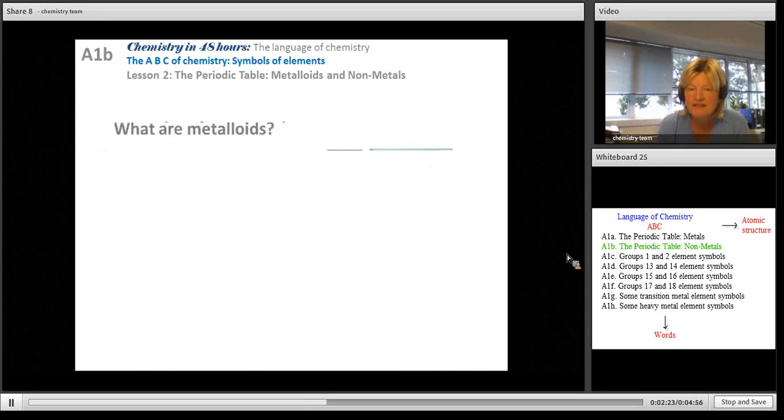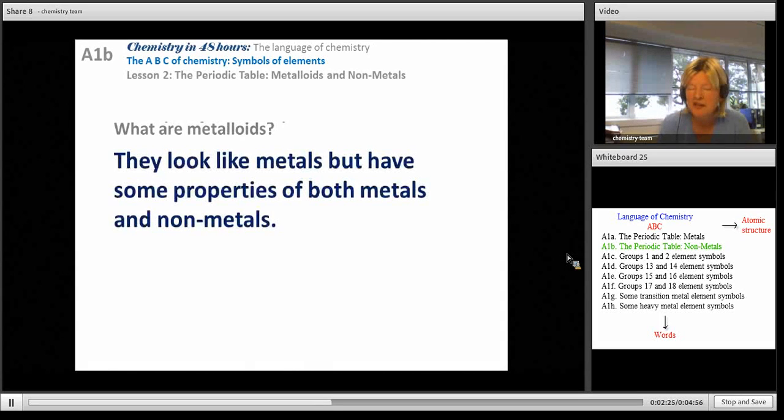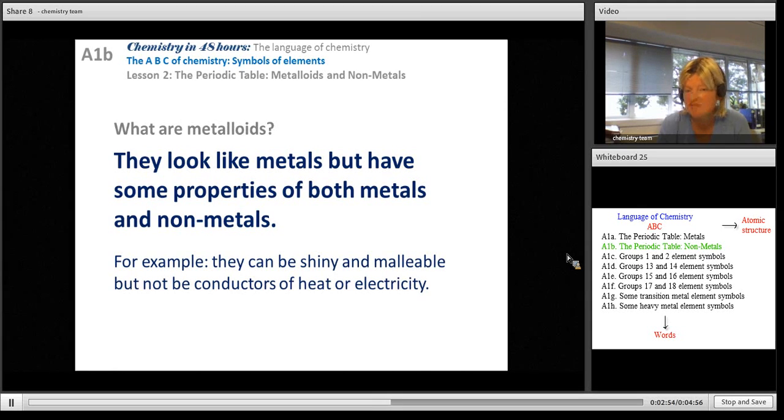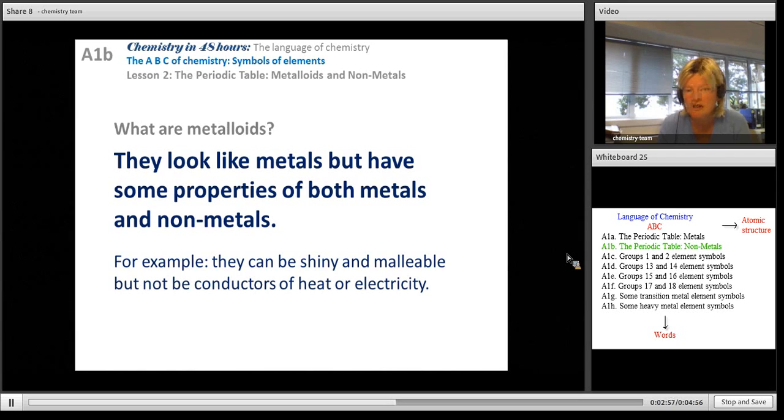What are metalloids? Metalloids are elements that look like metals and have some of the properties of metals as well as properties of non-metals. Metalloids is not a strict term, it's quite vague, and you'll find different people might classify different elements as metalloids. As an example, they can be shiny and malleable, like silicon is shiny, but they won't be conductors of heat or electricity. Silicon is a semiconductor, it doesn't conduct very well.